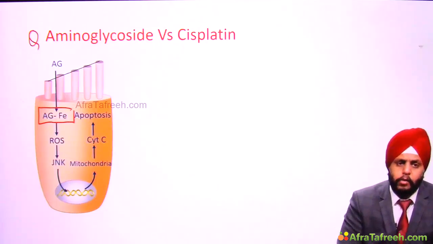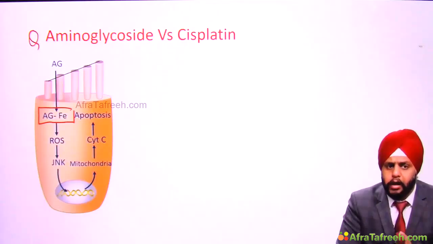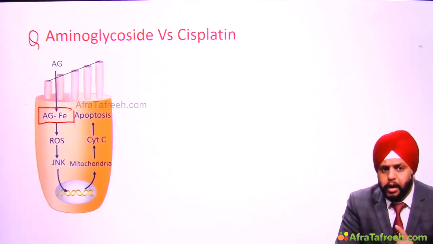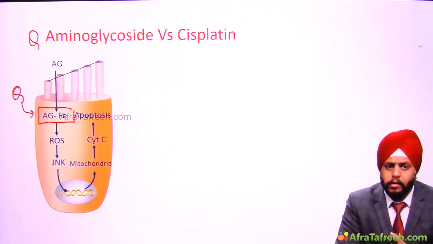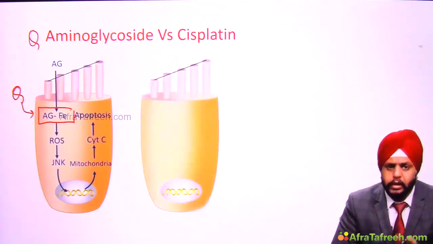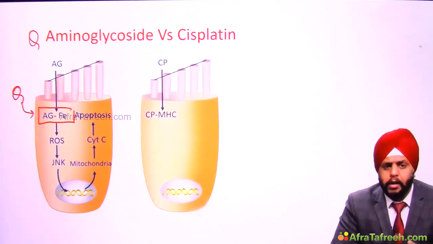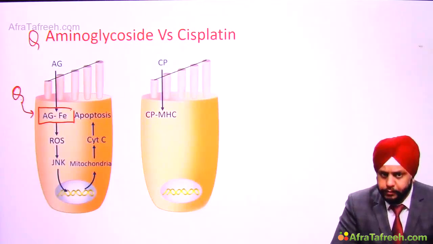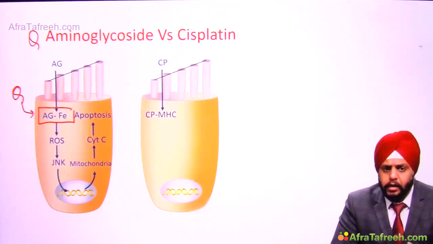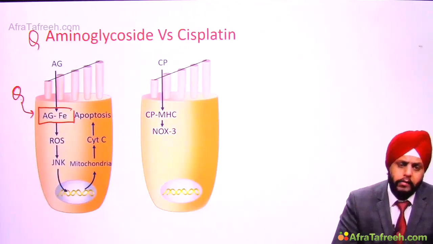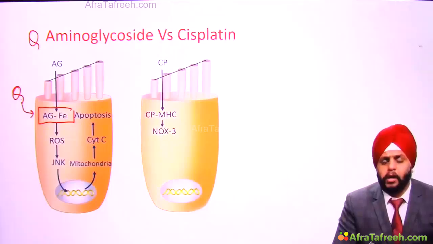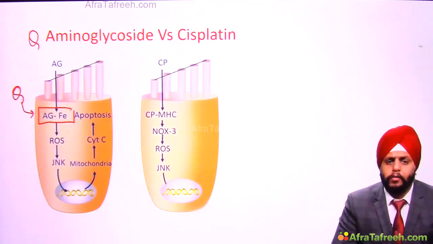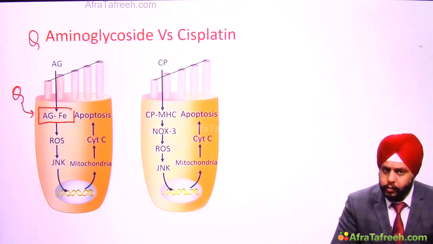This question has been asked: after entering the outer hair cell, aminoglycoside combines with which is the first compound? The answer is iron. Now, cisplatin, on the other hand, when it goes inside, combines with MHC protein. This MHC-CP complex leads to collection of NOX3, nitric oxide. Once this nitric oxide has accumulated in a good quantity, it will further stimulate the ROS pathway of apoptosis.